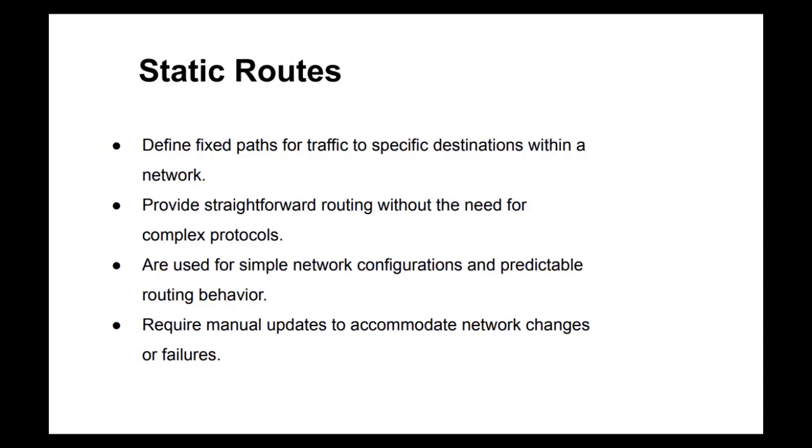Next, we're going to discuss static routes. A static route is when we will define a fixed path in our cloud environment for traffic to a specific destination. It gives us a straightforward routing path without having to configure using complex routing protocols. We should use static routes when we want to have a simple configuration to a specific device. It also will require us, though, to have manual updates. So if we need to change the configurations, just be aware that if you want to maintain the static nature of the route, you will have to do it directly on the device.